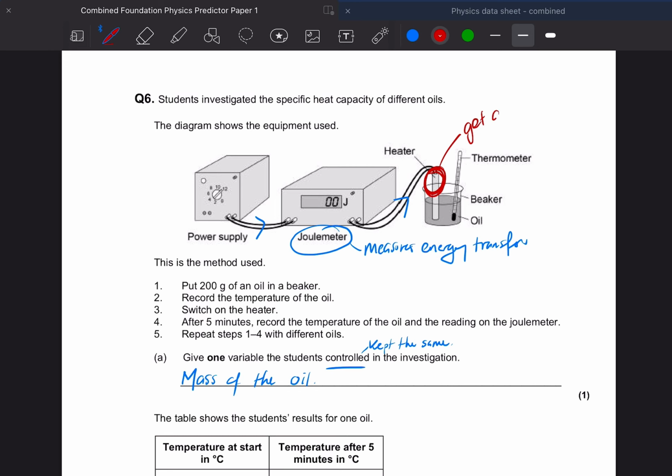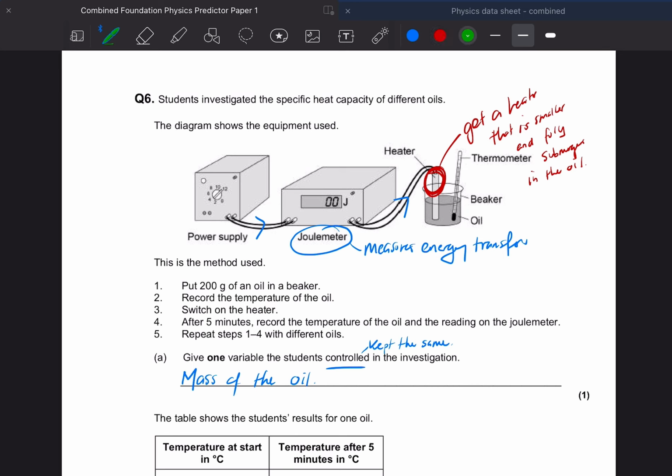So you could get a heater that is smaller and fully submerges in the oil. So they could do that.